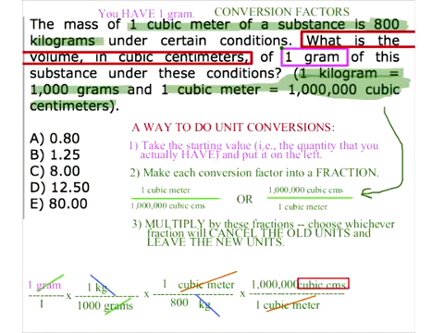So finally, you have to do the arithmetic. The arithmetic that's left over here is 1,000,000 divided by 800,000. You can kill zeros, and that just leaves you with 10 over 8. So this is 1.25 cubic centimeters. So that's B.